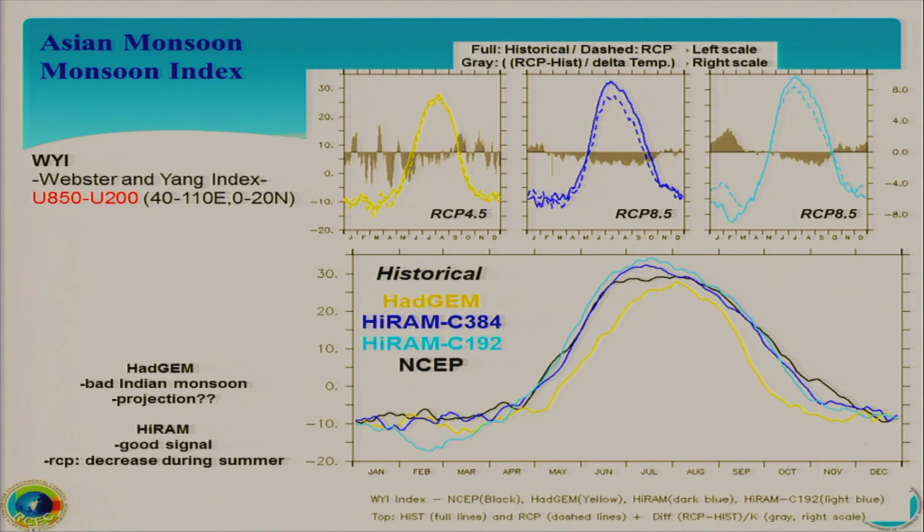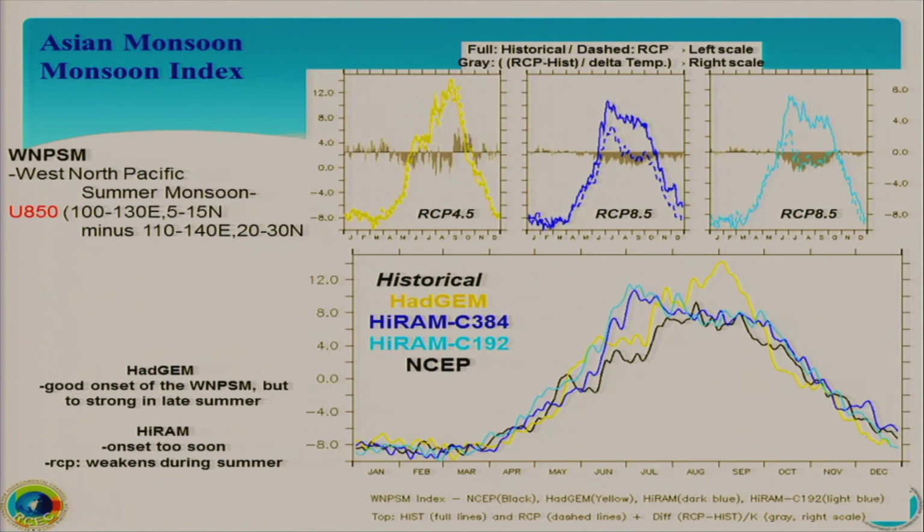And for the Indian monsoon region, the Webster and Yang index, Hagen has a very bad signal for the Indian monsoon projection compared to the NCEP. And HIRAM has a very good signal, but in the future, the Indian monsoon will be weaker than the current climate.